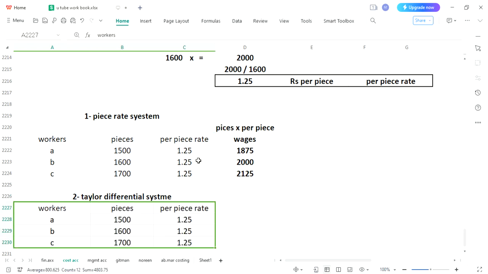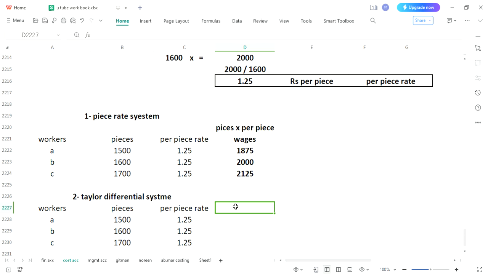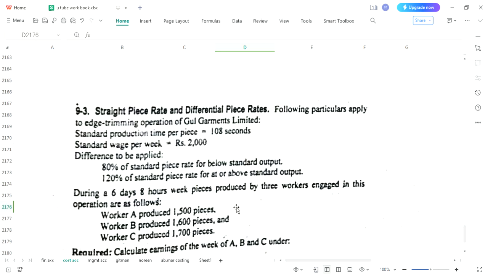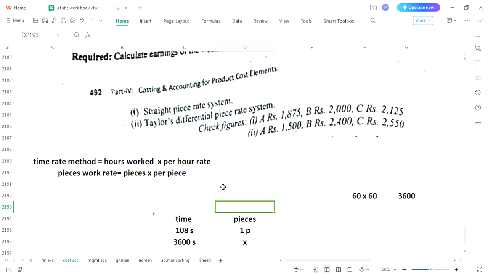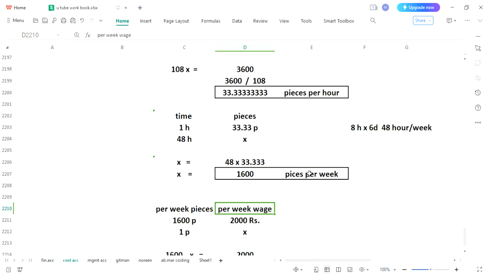It would be absolutely similar since both are piece rate systems, but Taylor differentiates how, when you are calculating your standard production or standard wage rate, you will take care: if a worker is doing a good job, you will provide him extra salary. If some worker is doing a job which is less than the standard, you will deduct his salary. For that standard, it has been said 80% of standard piece rate for below standard, 120% of standard piece rate for above. Standard piece rate for the week we have already calculated, and here pieces per week is your standard.